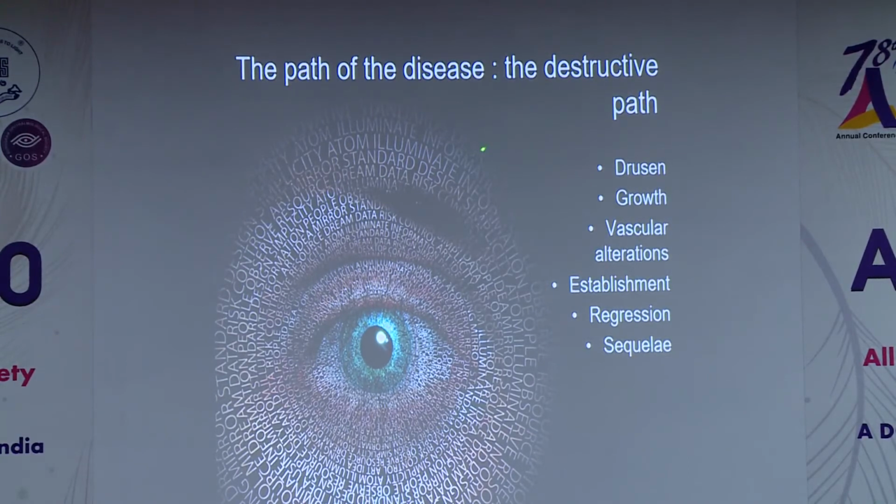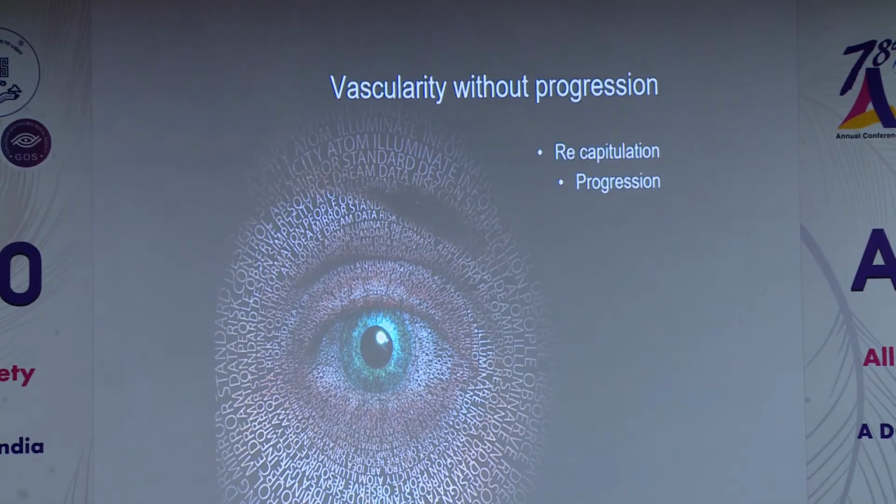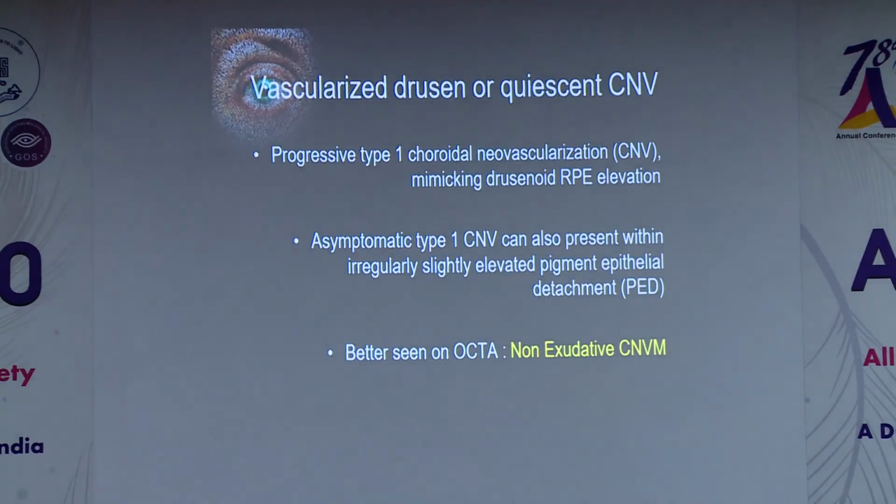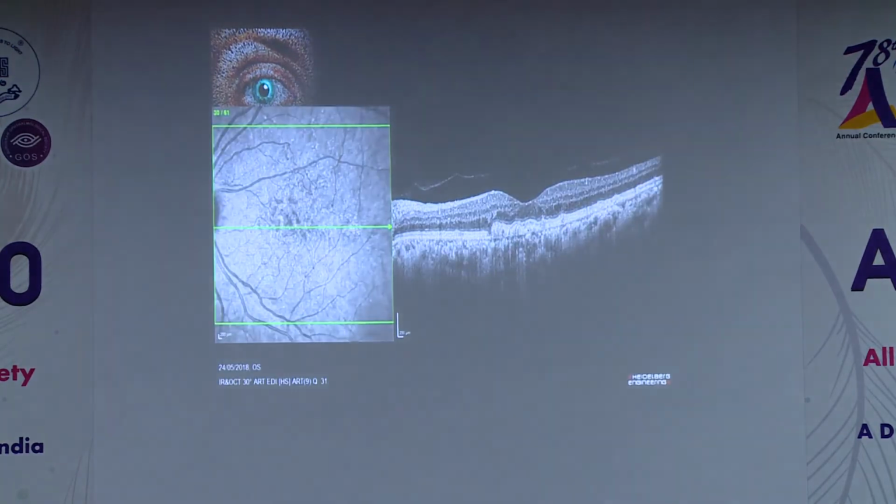Okay, now there's another path, the destructive path, the vascular path. You've got drusen, vascular alterations, establishment, regression, and sequelae. So this is something that is really new. It's called recapitulation. Not all CNVMs are bad. That's a new concept. There is something called nascent or quiescent CNVM or non-exudative CNVM, where the CNVM doesn't grow, but it actually supplies the RPE for some time before breaking into a CNVM lesion. It's called nascent GA or a vascularized quiescent CNVM. So it's actually a beneficial CNVM for some time. That's our current thinking. I might change it later, but this is what it looks like.